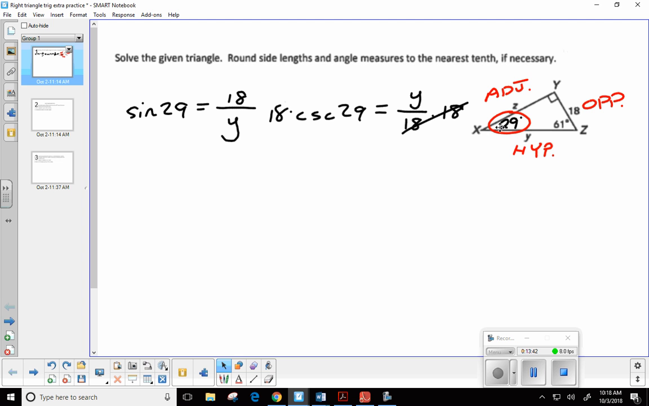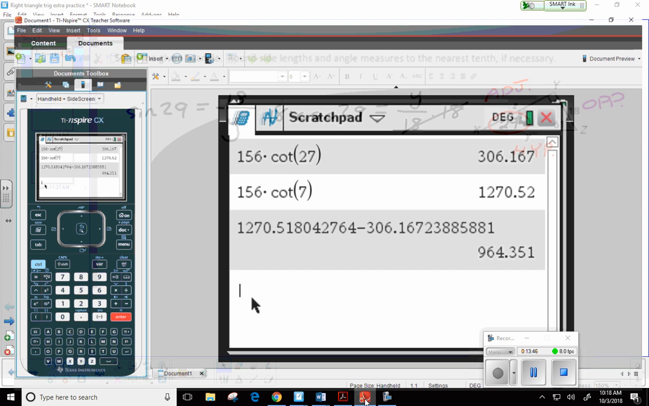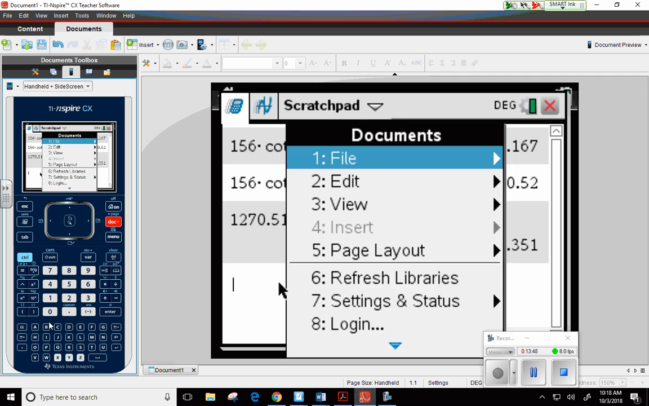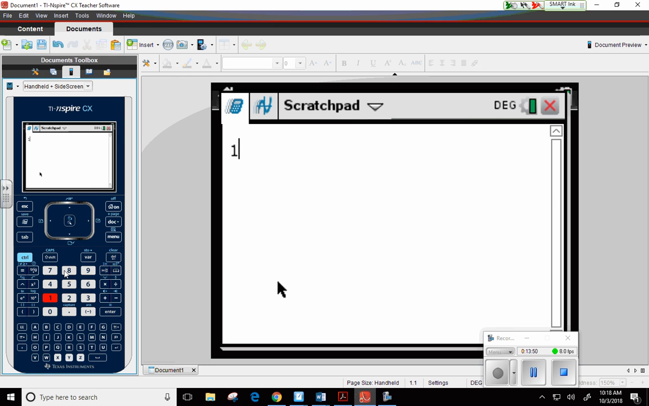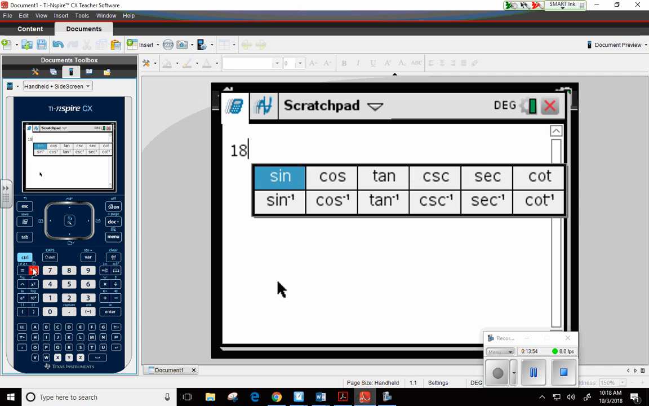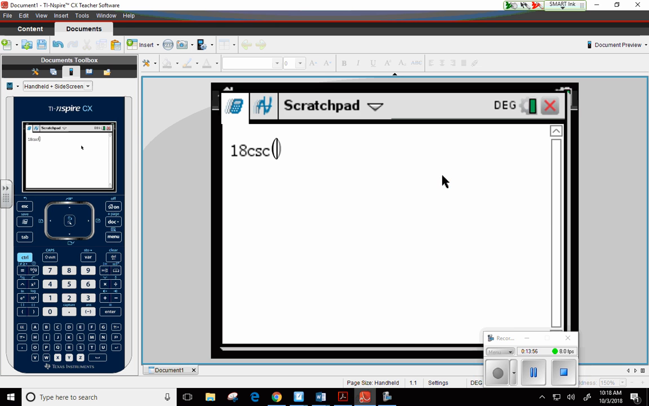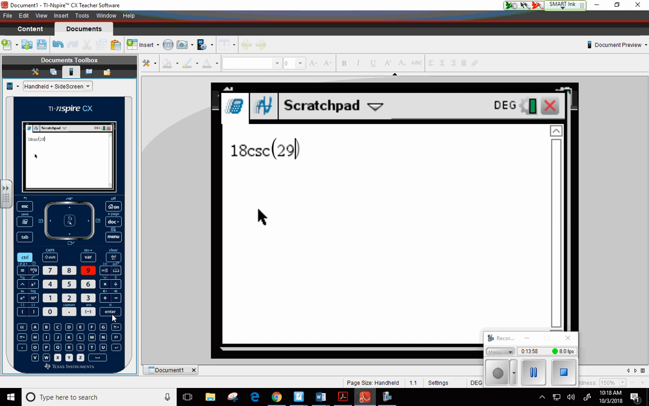So let me see what that is. I'm going to go over here because the TV has not been very kind to me today with that. So let me get that out of here. Okay, so we have 18. Here's my trig button right here over on the left of 7. We were going cosecant, what was it, 29? So what should I be getting? Okay, I got 37.128.